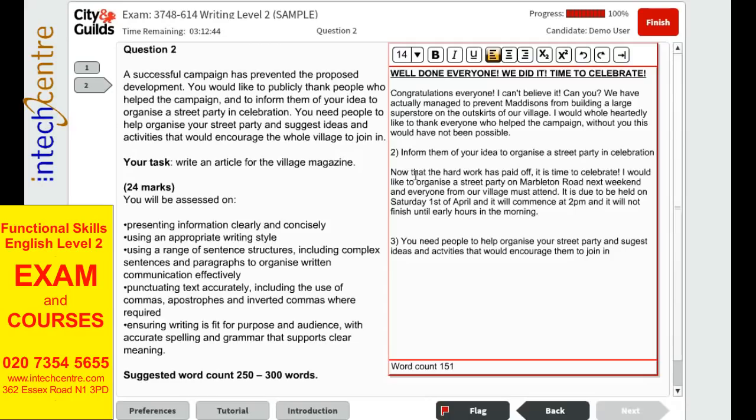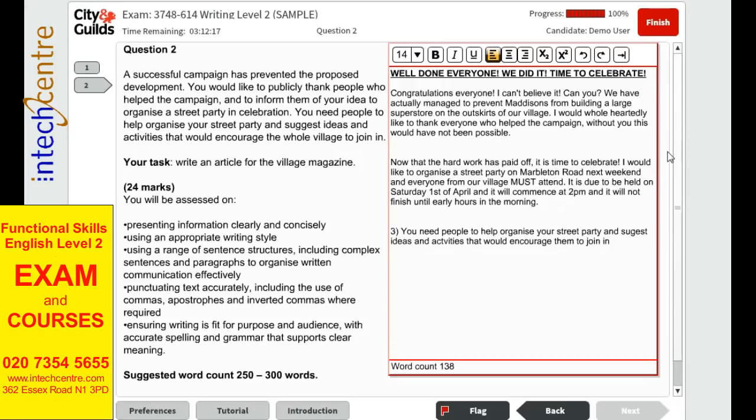So I've written here, now that the hard work has paid off, it is time to celebrate. I would like to organise a street party on Marberton Road, so I've just made up the road name, next weekend, and everyone from our village must attend. So I might just capitalise this to make it more persuasive. It is due to be held on Saturday, the 1st of April. Again, I just made up a date, and it will commence at 2 p.m. and will not finish until the early hours of the morning. So I think that's quite sufficient in informing them of the idea to organise a street party.